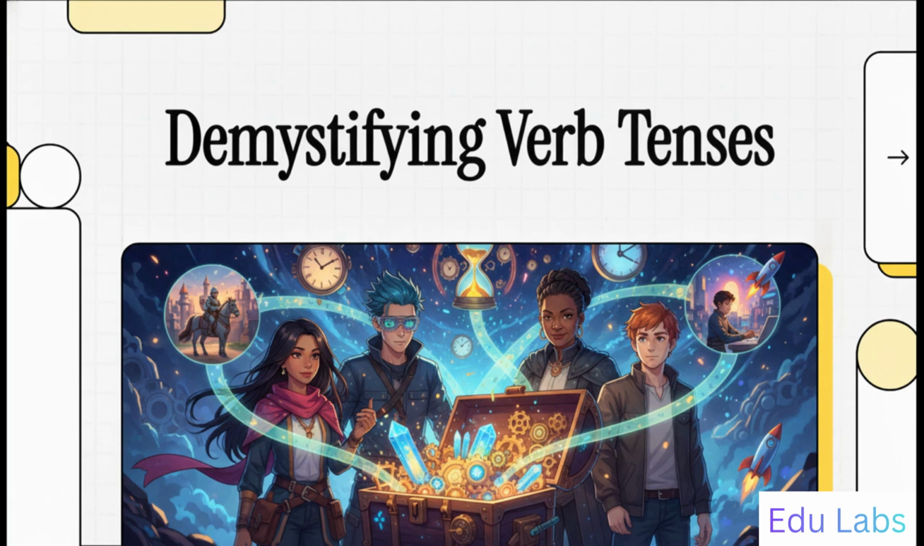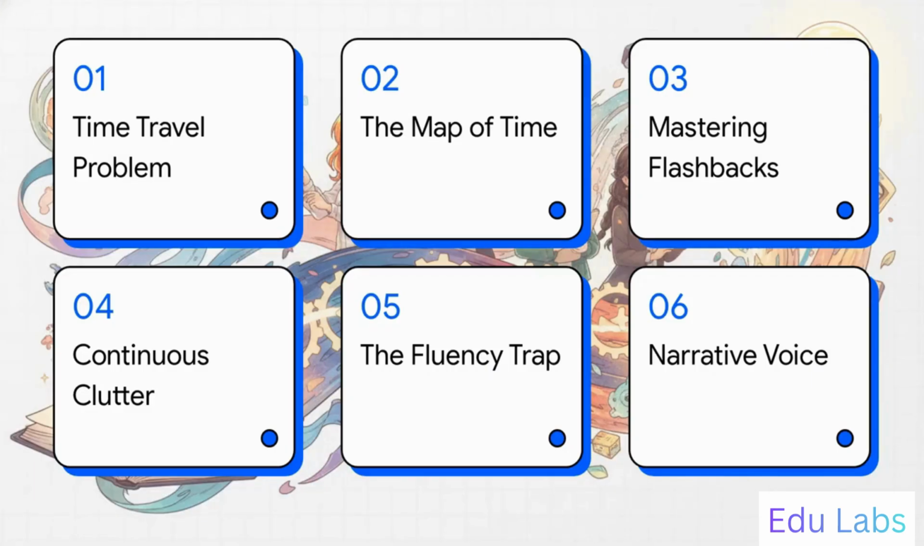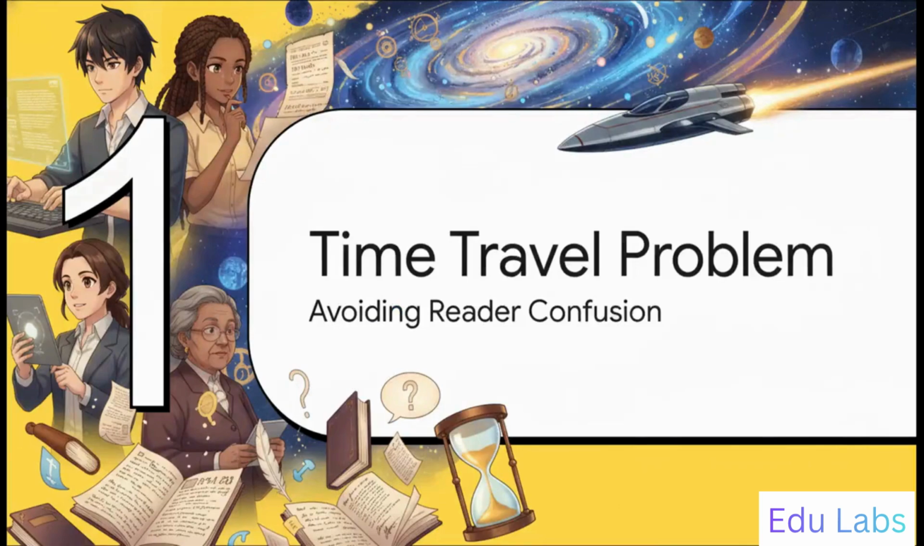Because honestly, whether you're an aspiring novelist trying to perfect a gripping narrative or a language learner just looking to sound more natural, mastering your tenses, that is literally your ultimate superpower. Here's our roadmap for today. We'll hit 1. The time travel problem. 2. The map of time. 3. Mastering the flashback. 4. Trimming continuous clutter. 5. The fluency trap. And finally, 6. Finding your narrative voice. Let's get to it.